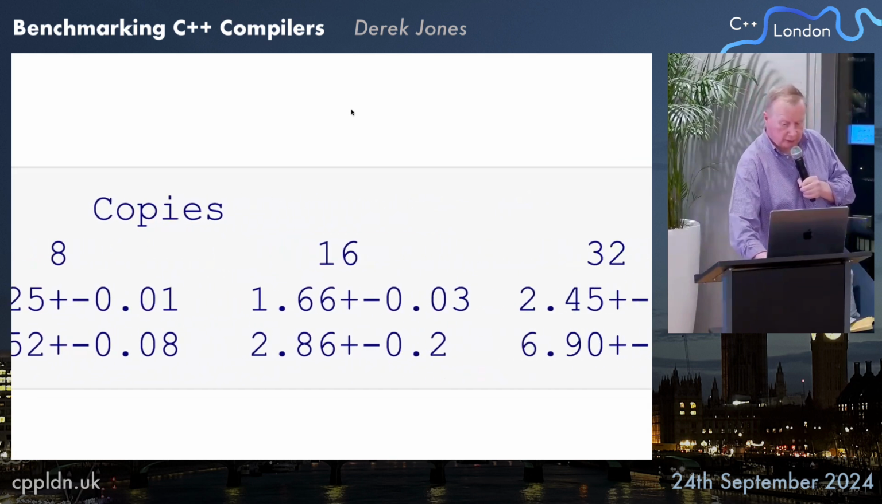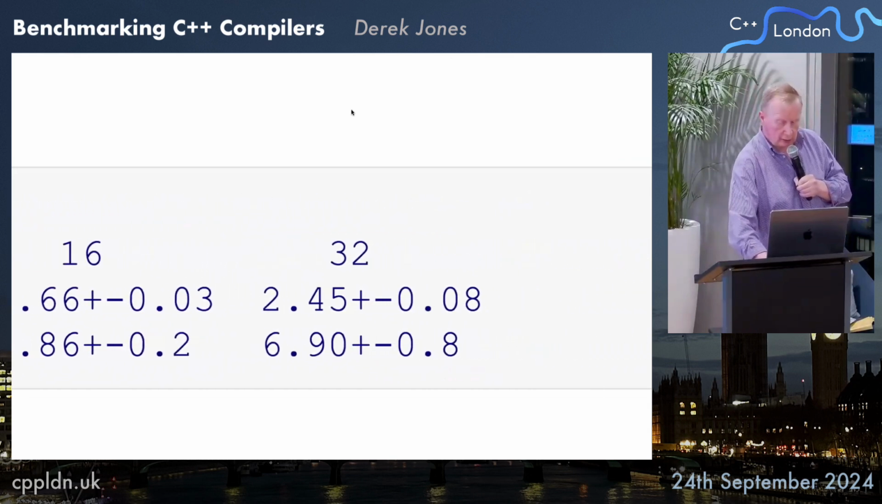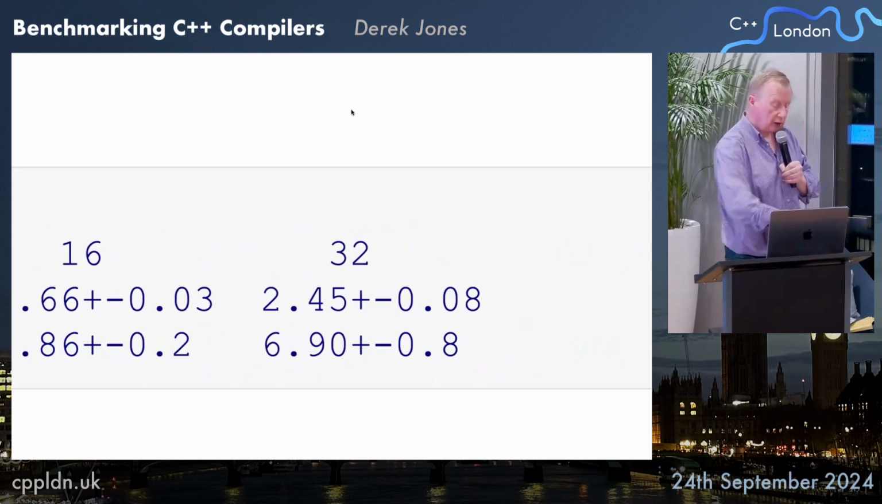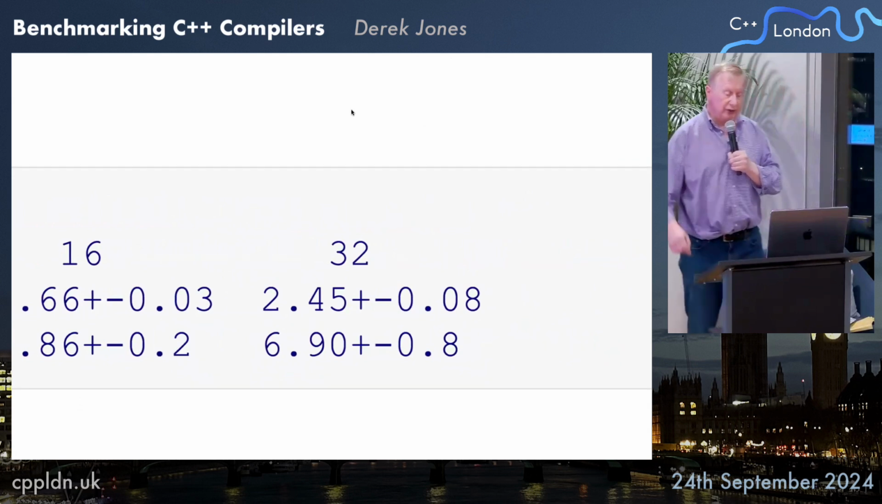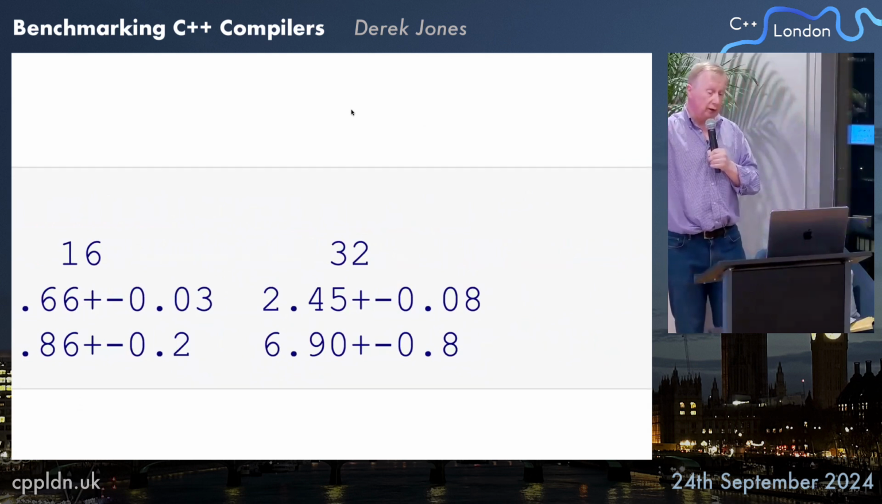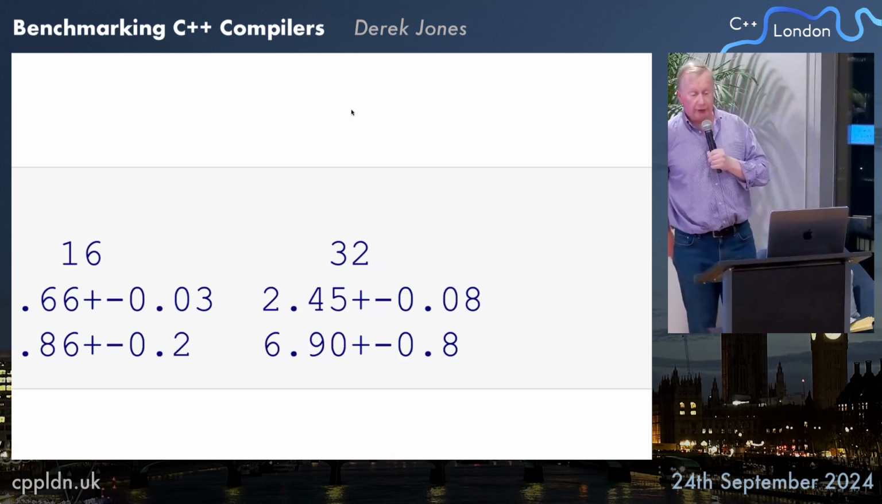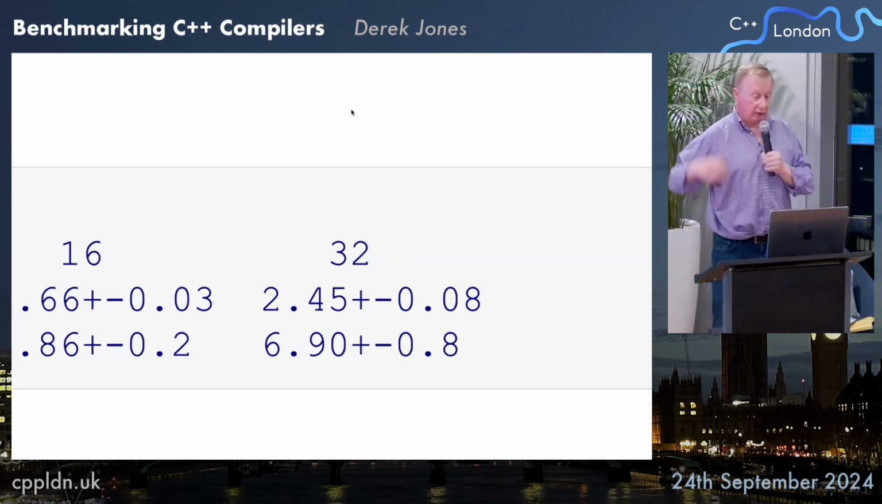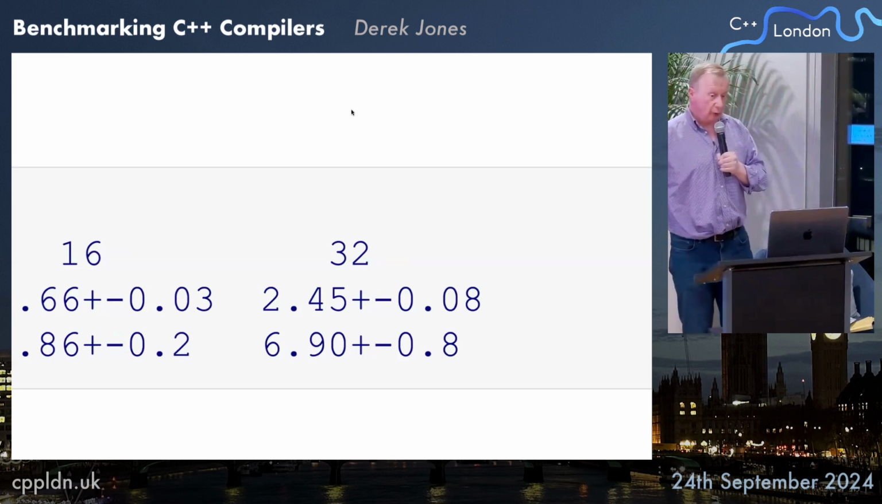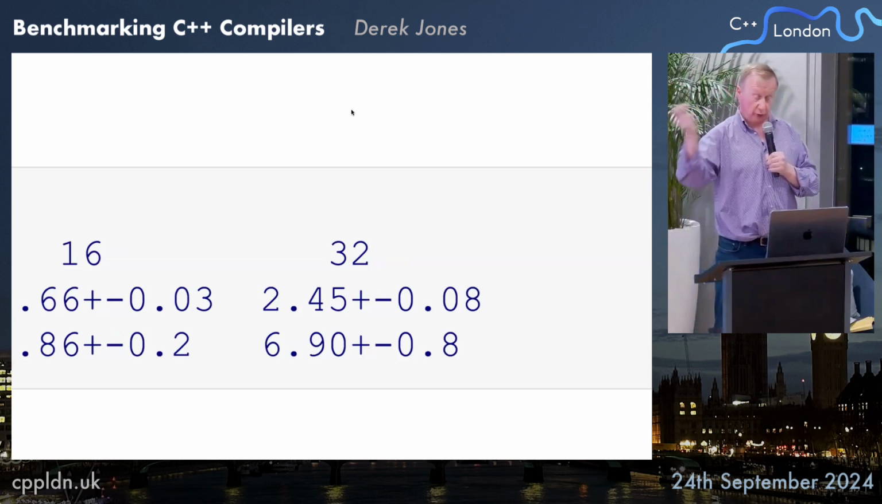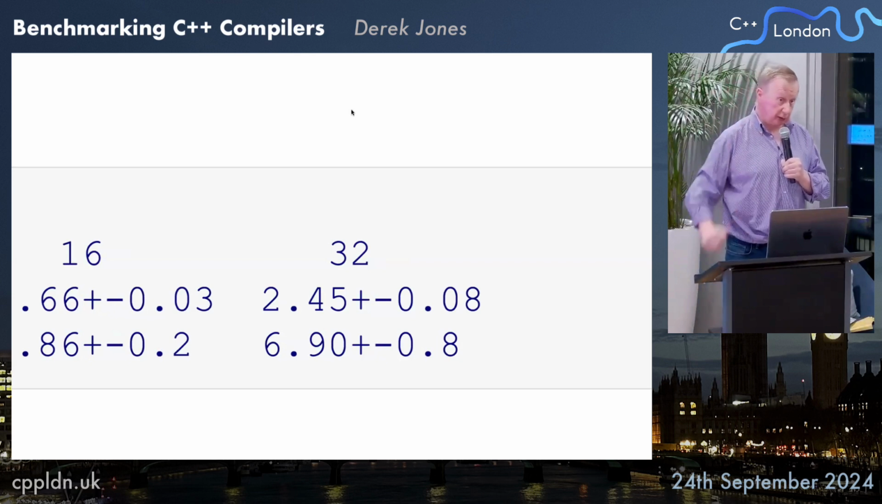Now, one thing you'll notice is that the Rust confidence interval gets wider and wider and wider. It gets much wider than the C++ interval. Now, one interpretation of that is that there are things going on in the background when the Rust benchmark was run that were not going on when the C++ benchmark was being run.